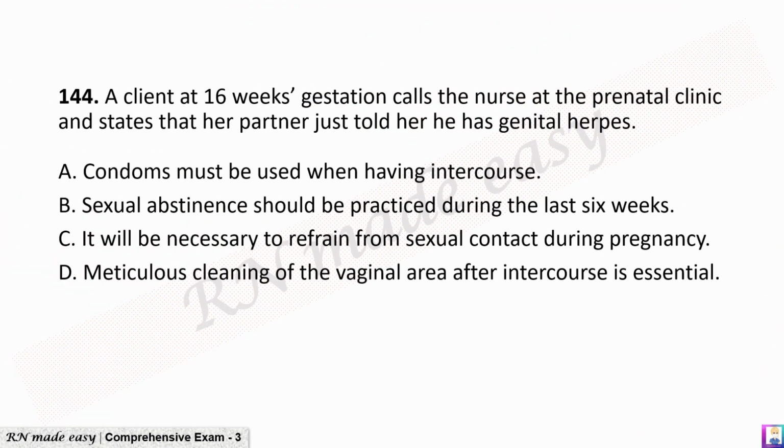Question 144. A client at 16 weeks gestation calls the nurse at the prenatal clinic and states that her partner just told her he has genital herpes. A. Condoms must be used when having intercourse. B. Sexual abstinence should be practiced during the last 6 weeks. C. It will be necessary to refrain from sexual contact during pregnancy. D. Meticulous cleaning of the vaginal area after intercourse is essential.